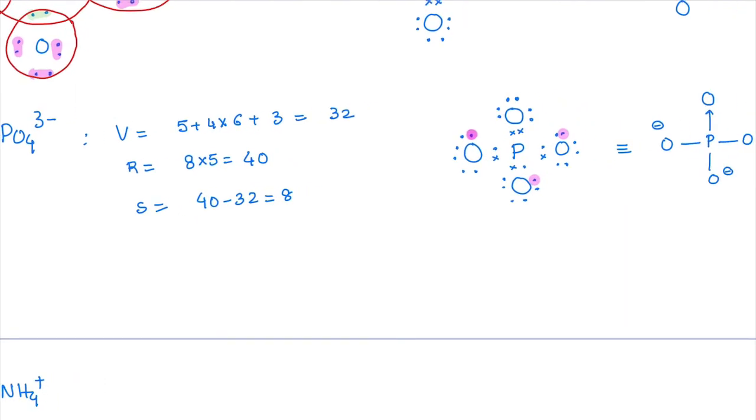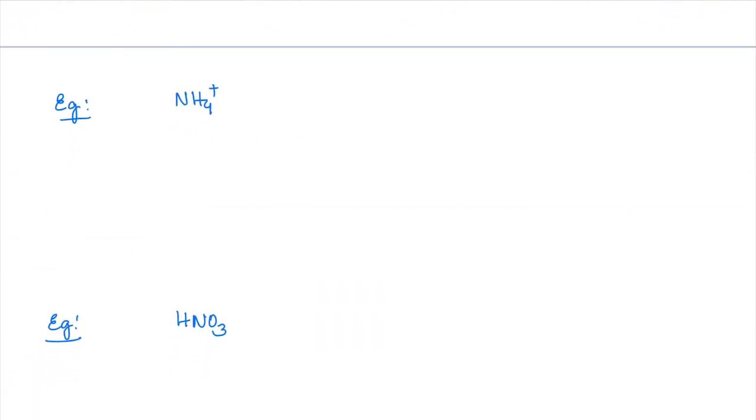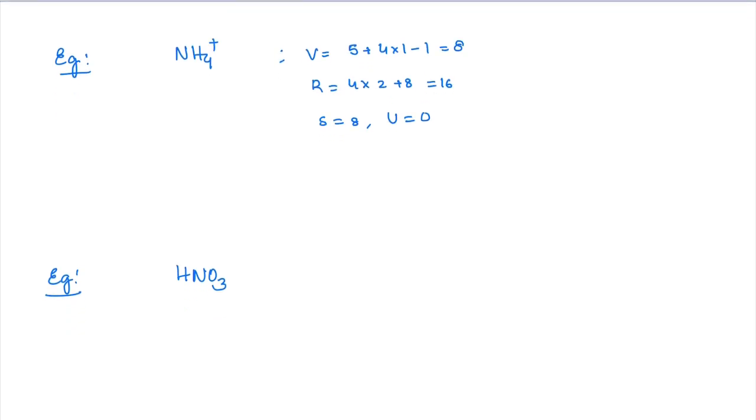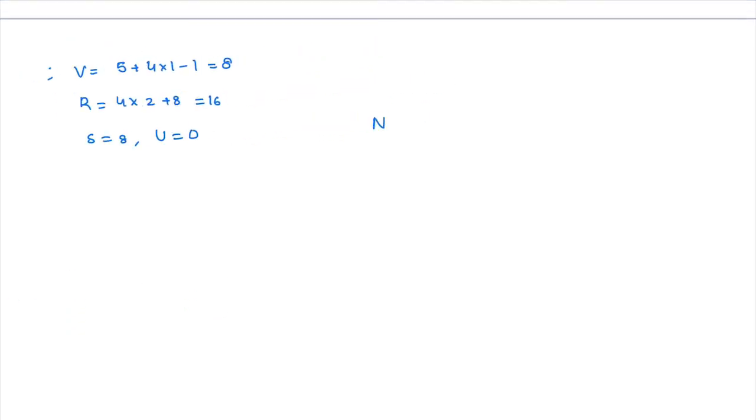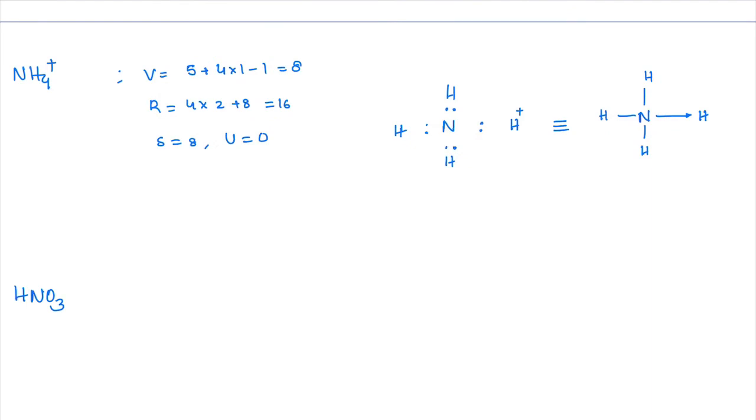Subodh, any doubt? Okay, NH4. I think for NH4 you must have got that V will be equal to 5 plus 4 into 1 minus 1 equal to 8. R would be equal to 4 into 2 plus 8, which is 16. So shared would be 8, unshared is 0. That gives us a structure like N, H, H, H and H, with sharing here, here, here and here. So obviously one has to be a dative bond. We have just shown that earlier with this NH4 structure. So you know that this is how it is with one dative bond with H. So I can write that as a covalent bond line structure also. You should be able to find that also.